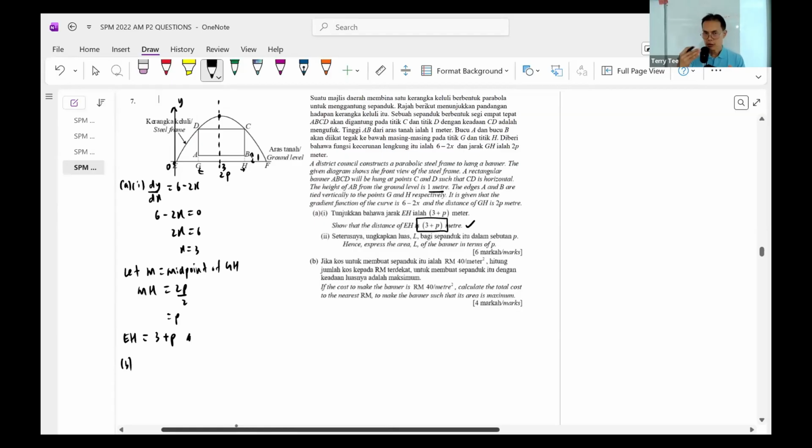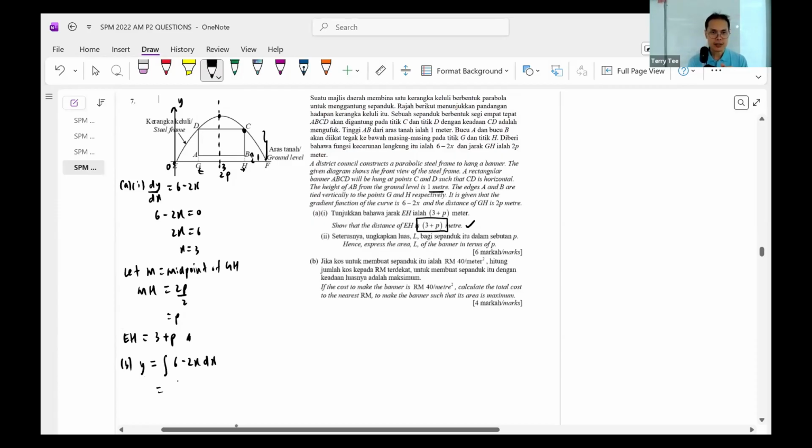Next, express the area of the banner in terms of p. Okay, to find the area of the banner, we need to know what this height is. We need to know how high C is from the horizontal axis, or how high D is, doesn't matter. But I don't have the function. So to find the equation of the curve, I need to integrate my dy dx.